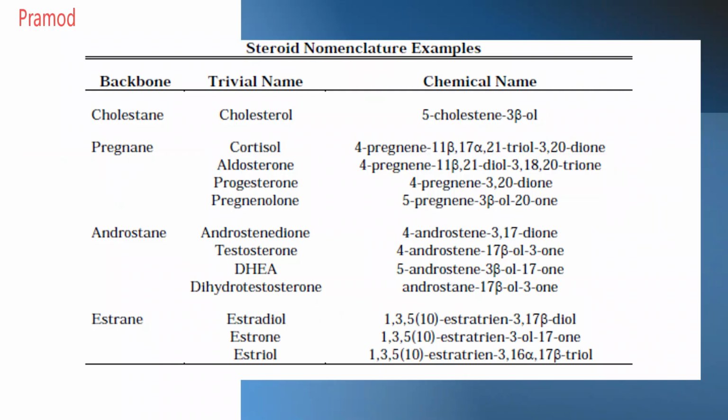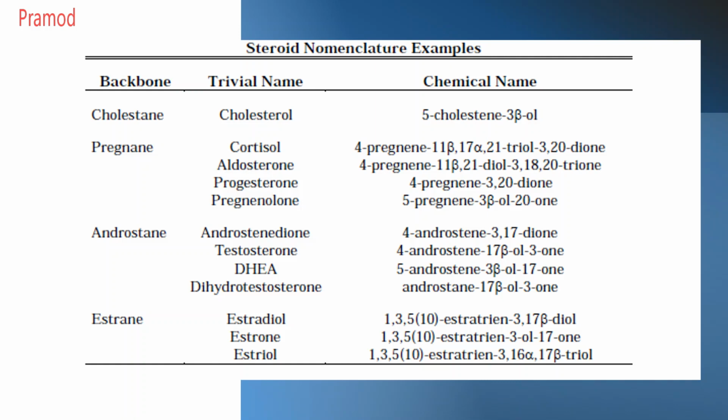Here is the nomenclature of your steroids. Cholestane is the backbone for cholesterol, that is the C27 carbon skeleton, and it contains a double bond at the 5th position and an OH at the 3rd position. So that's why it is known as 5-cholesten-3-ol.